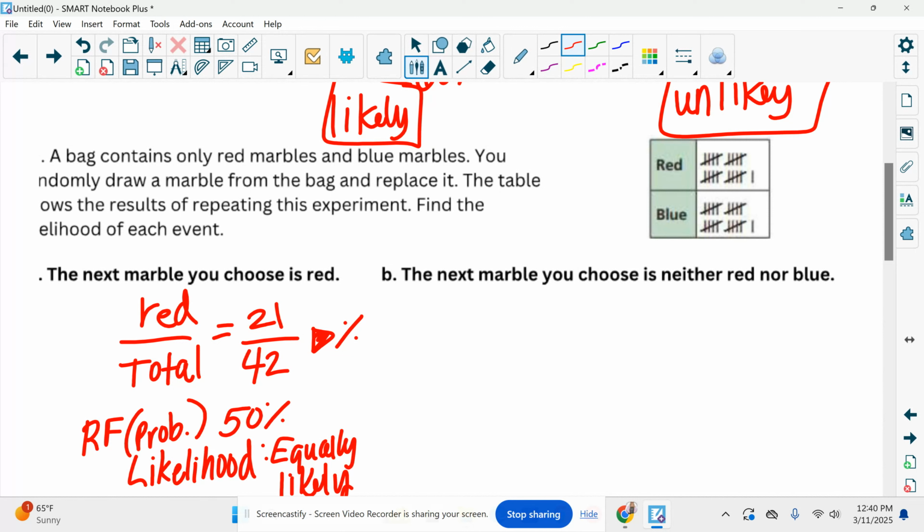Alright, part B. The next marble you choose is neither red nor blue. 0%. In the bag, there's only what colors? Red and blue. That's what the instructions say. So if I can't pick red and I can't pick blue, then there's a 0% chance I'm pulling anything else. There are 0 outcomes for that. If it's 0%, then it's impossible to pull a green or a yellow or a pink or whatever color else that's not red or blue. Indigo. Getting specific over here.